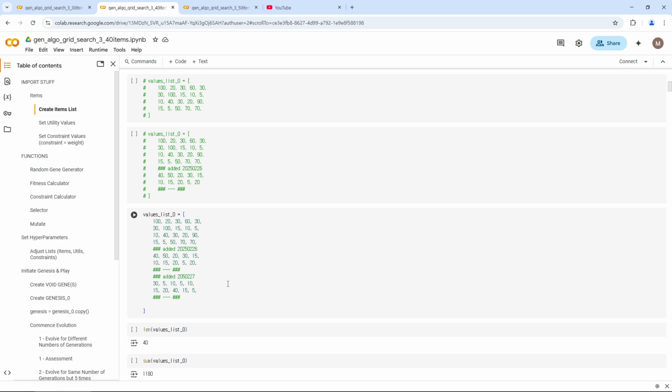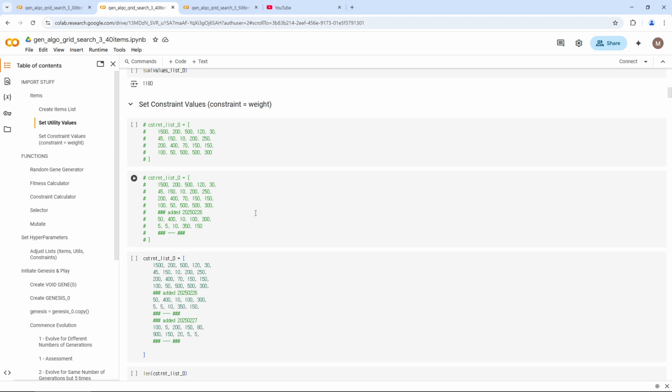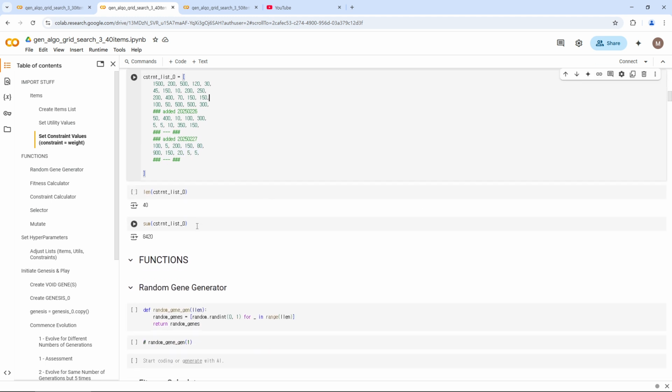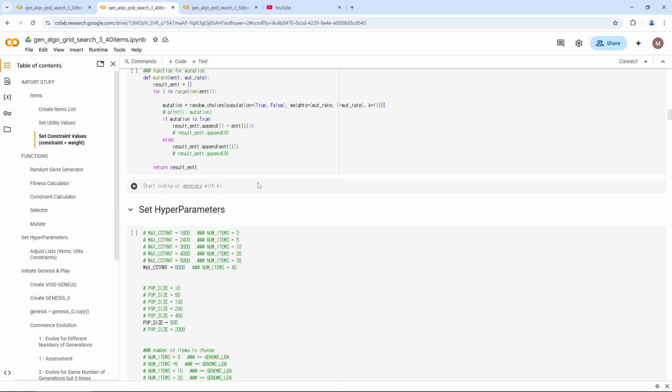And 10 new weights were also added accordingly. Utility values were added accordingly, and 10 new physical weight values were added accordingly. And therefore the total sum of constraints or physical weights is 8,420, and all the other functions are the same.